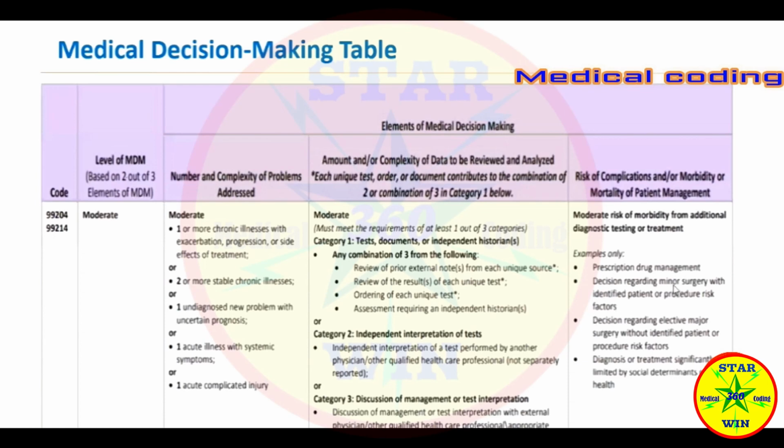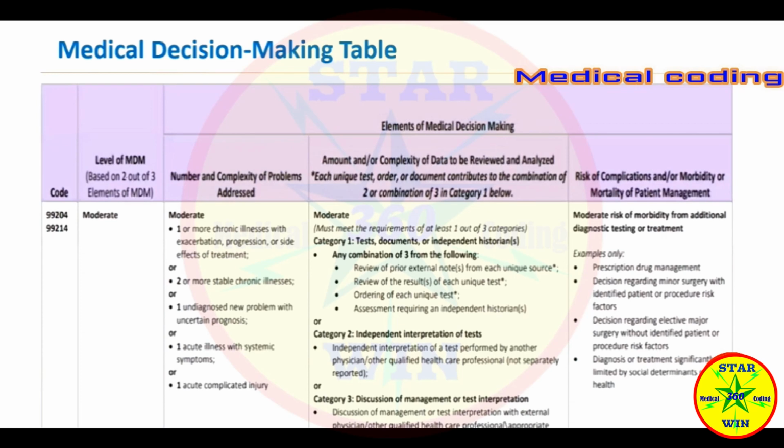Coming to risk of complications, what is considered for moderate risk? For example, prescription drug management, decision regarding minor surgery with identified patient or procedure risk factors. This is the new terminology that we need to remember in 2021. Next point is decision regarding elective major surgery without identified patient or procedure risk factors. Again, a new point that we need to remember: diagnosis or treatment significantly limited by social determinants of health, which comes under moderate risk of complications. So these are the changes that we need to remember in 2021.